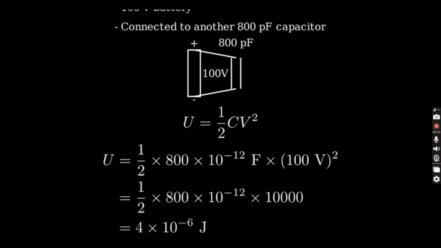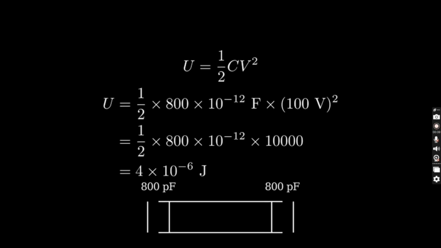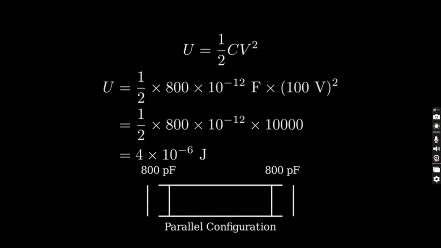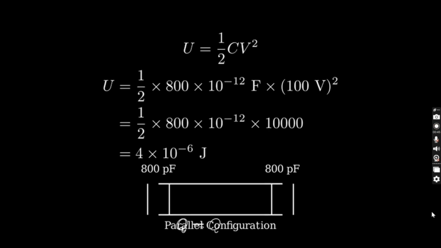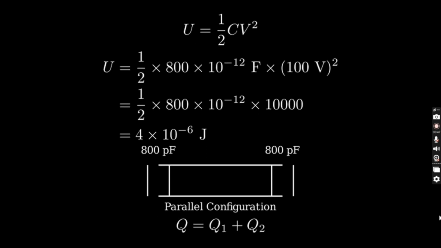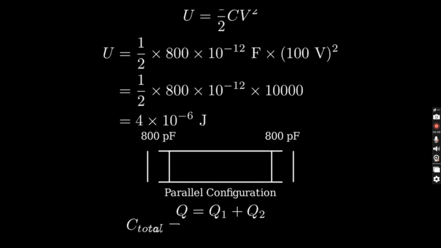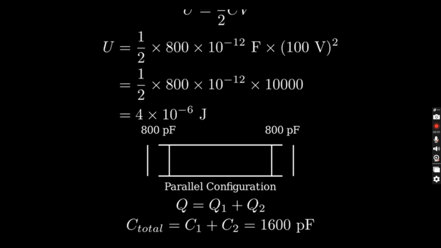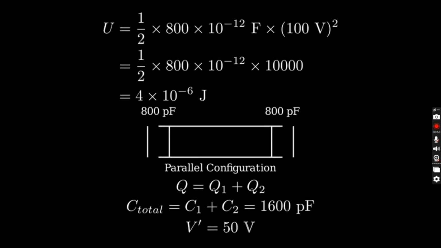Now for the second part. We disconnect the capacitor from the battery and connect it to another identical 800 picofarad capacitor. The capacitors are now in parallel. When we connect the capacitors, the charge is conserved, but it's now spread across both capacitors. The total capacitance doubles to 1,600 picofarads, but the voltage across each capacitor drops to 50 volts.